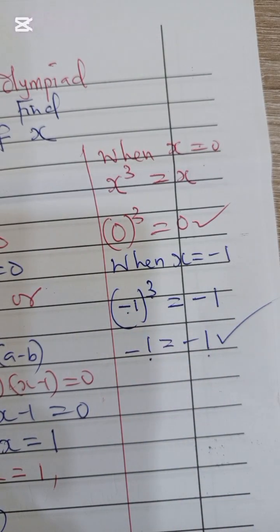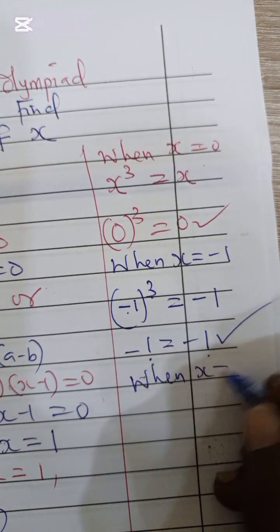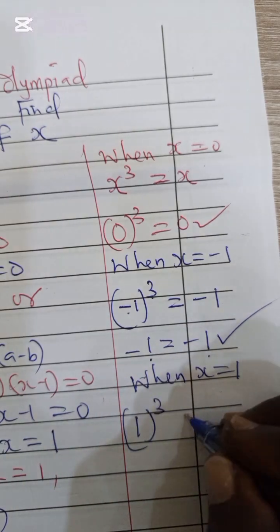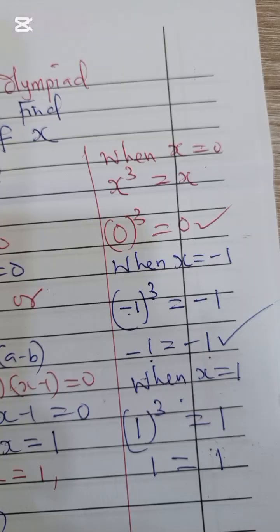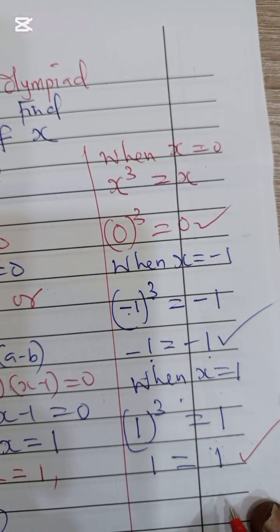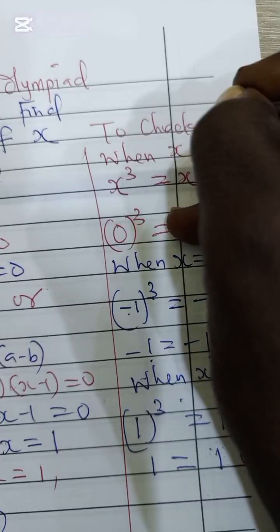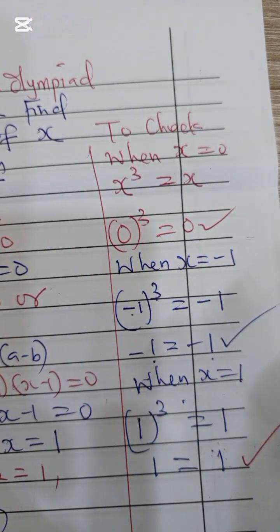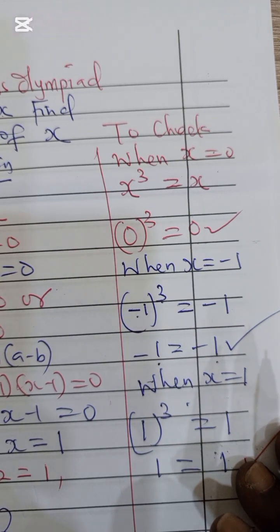Truly it satisfies the condition. When x is equal to 1, what are we going to get? We have 1 cubed equals 1. 1 cubed, of course, is 1, which is the same thing as 1. Left hand side, right hand side agree. Very important. This is to check. We can see clearly that the three solutions satisfy both the left hand side and the right hand side of this cubic equation.